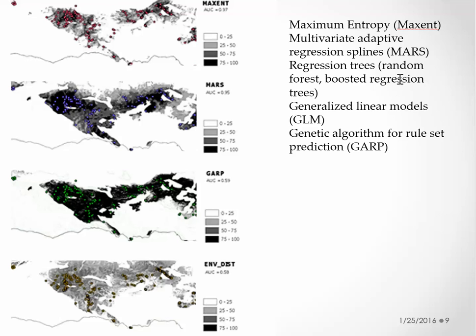There's maximum entropy, multivariate adaptive regression splines, regression trees, generalized linear models, genetic algorithm rule sets for prediction, GARP, GLIM, MARS, Maxent, and they give different answers if given the same data. And so one has to do this with some caution, because you can get different answers to the same questions using the same data, using different methods.